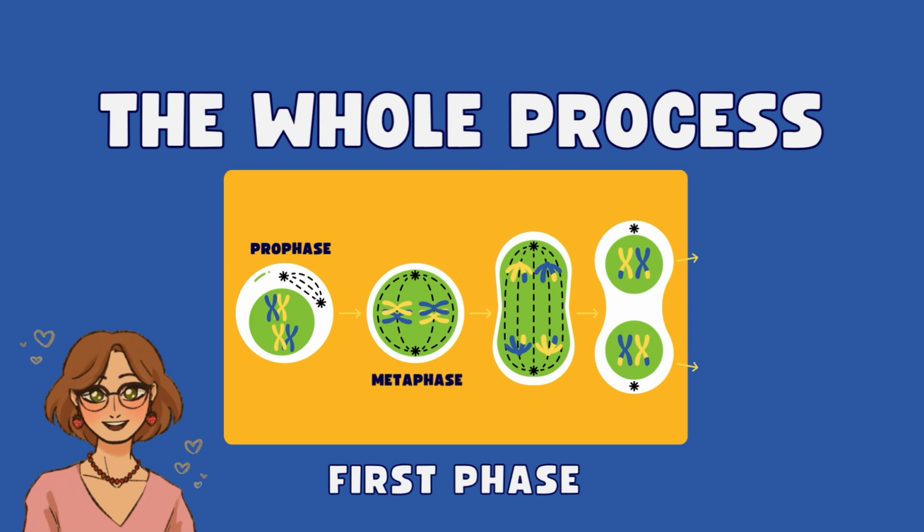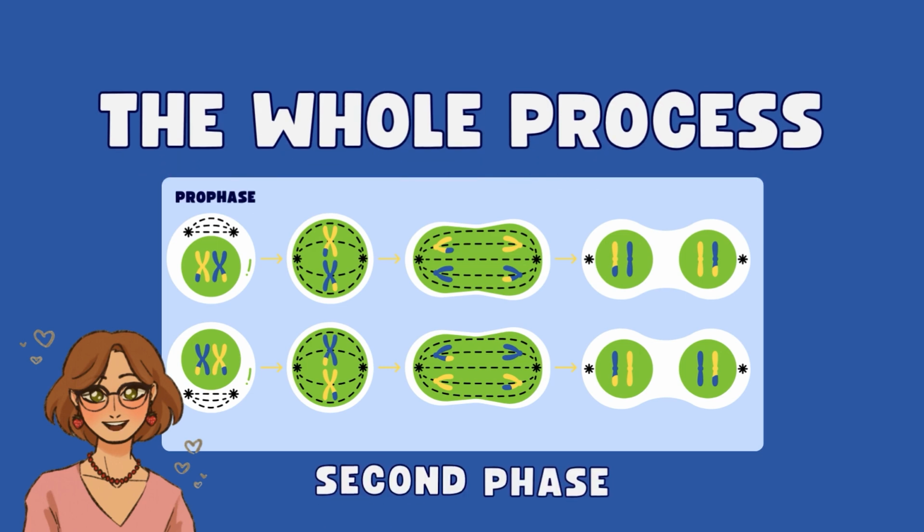Finally, let's look at the whole process of meiosis altogether. The first part is we have prophase 1, and then metaphase 1, and then anaphase 1, and then telophase 1. The second part of meiosis includes prophase 2, metaphase 2, anaphase 2, and finally telophase 2.